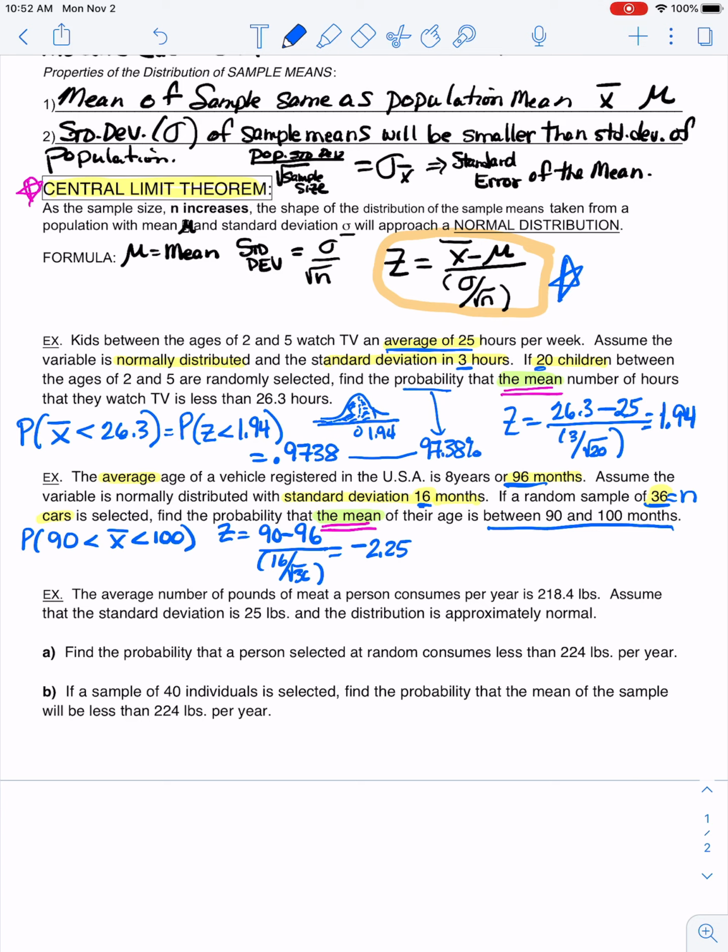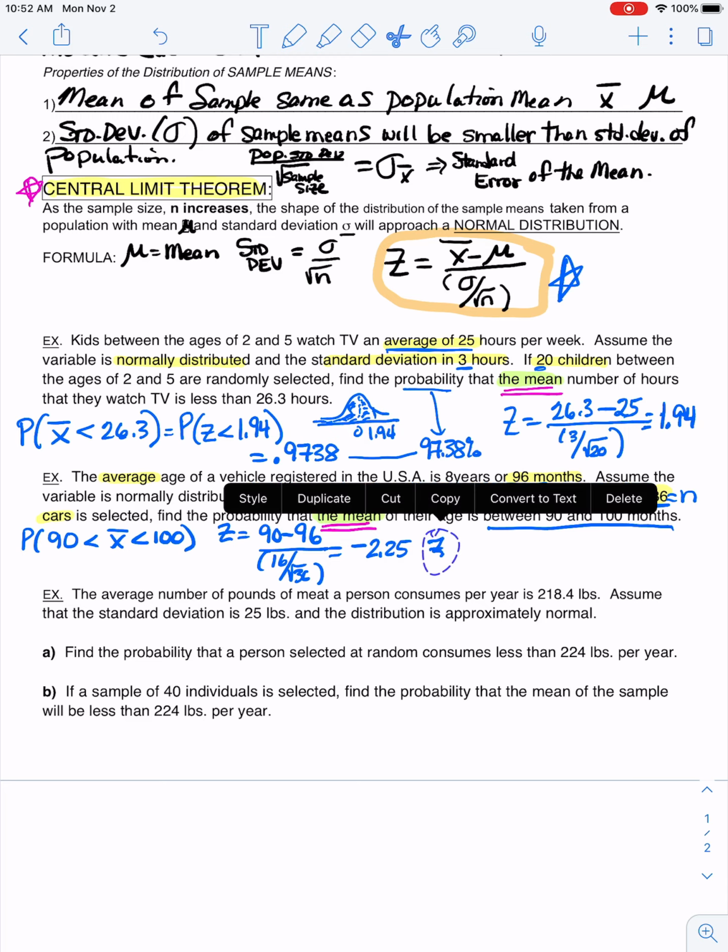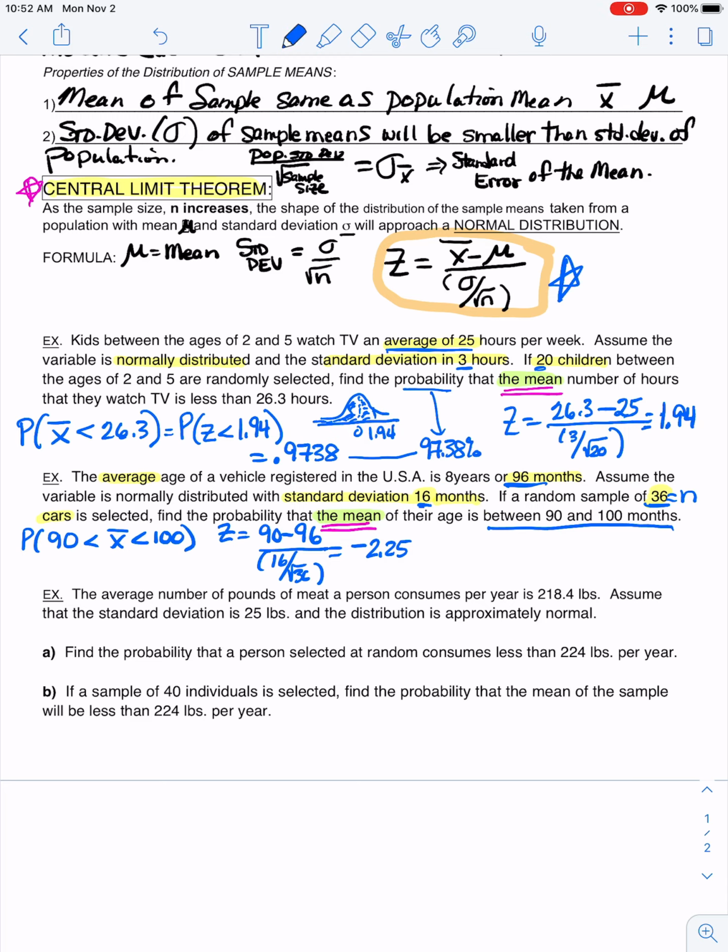Then you do the 100, convert it to a z-score. So the z for that one, so the z this time is going to be 100 minus 96 divided by that same denominator, 16 over the square root of 36. This time, 1.5.